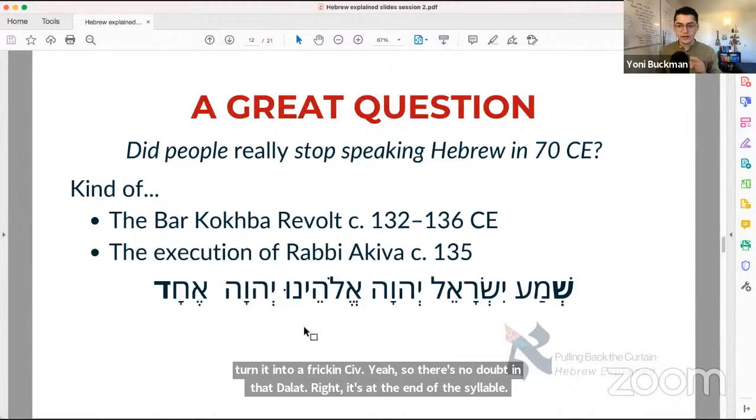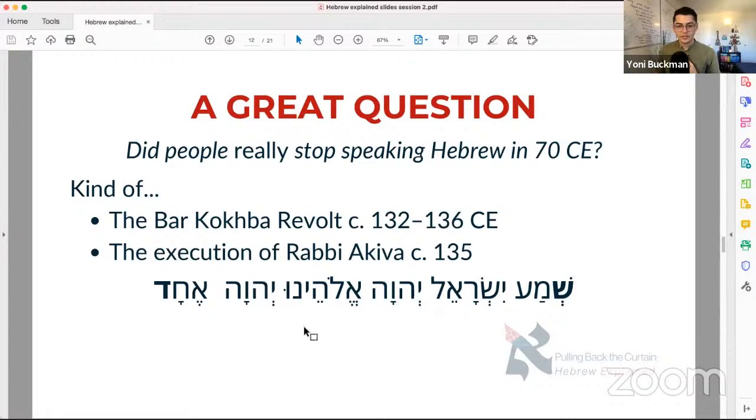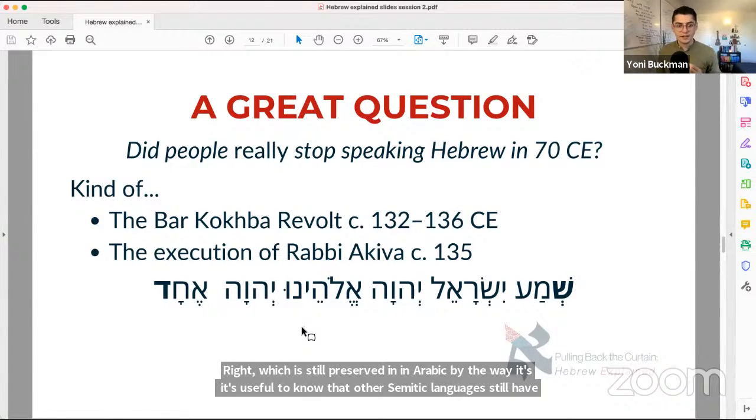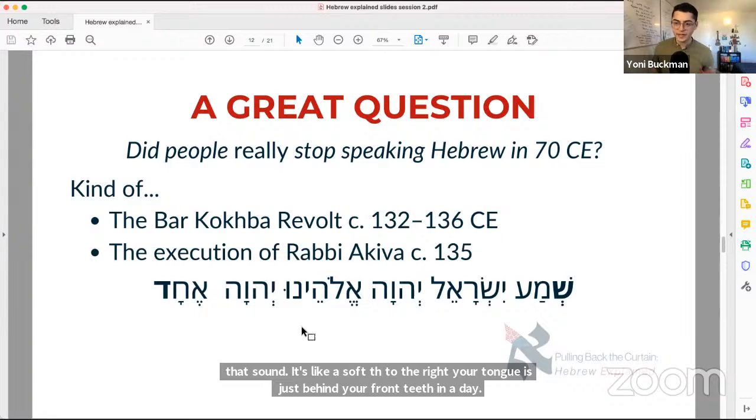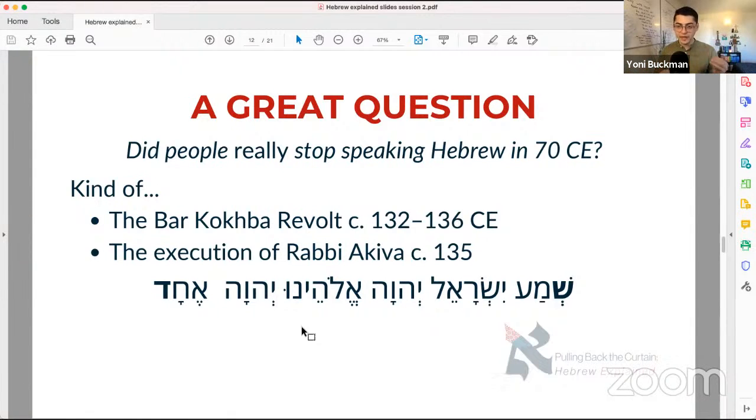So the D, right? Your tongue is just behind your front teeth in a D. And so if you turn it into a fricative, it turns into a soft the, right? So like this. Okay, so that word was actually ehad. And so he elongates that Dalet, which is only possible by recognizing that the Dalet is one of these, like the bet and the vet, that has this open, softer, longer form to it.